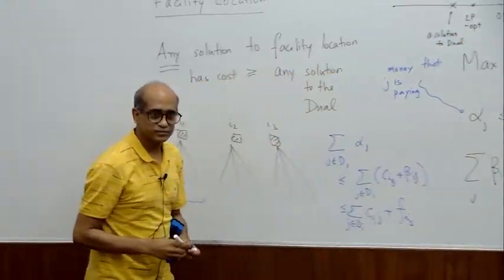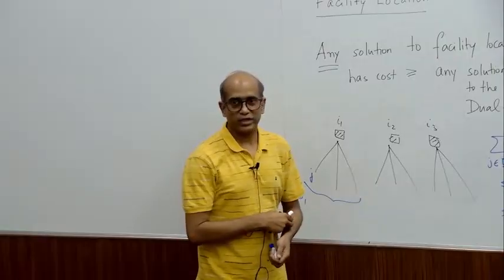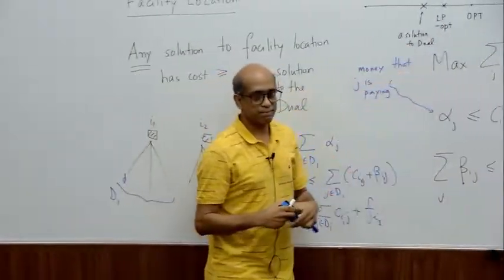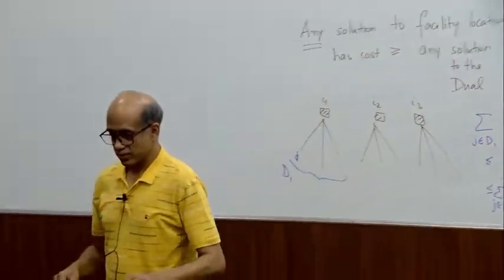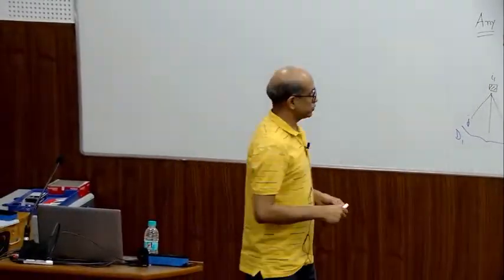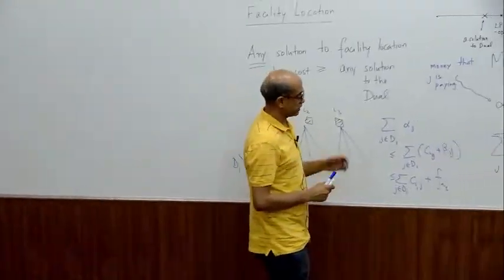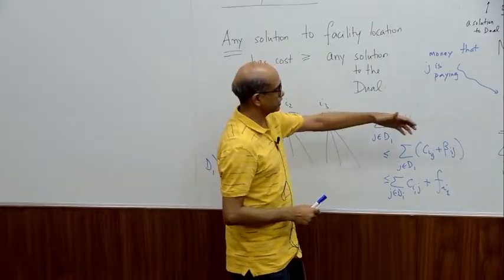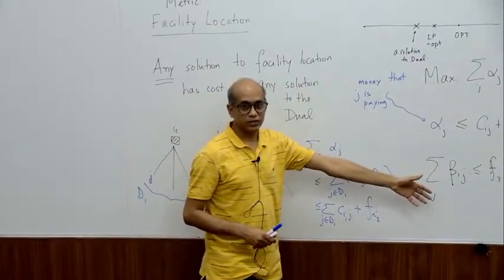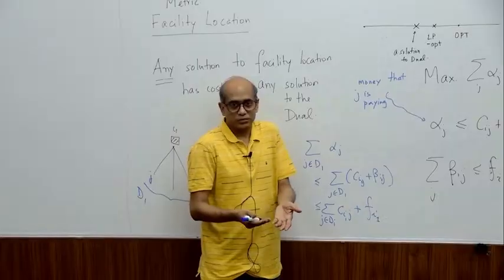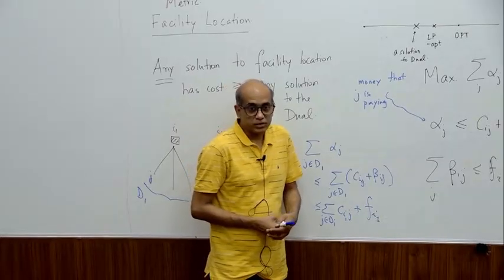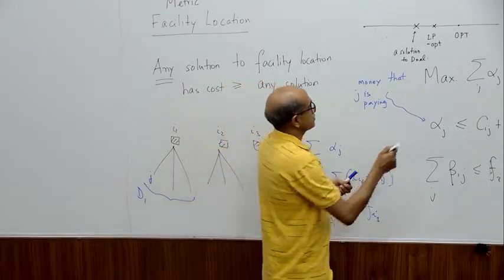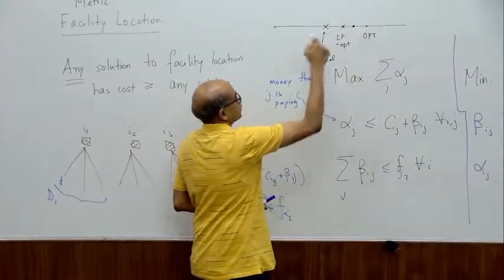Okay? And duality theory says that these two will be equal. So why do I care about LP duality? Suppose I give you a solution to a linear program. How do I know that I'm close to the optimal solution? Suppose I give you some solution here. How do I know that I'm close to this?